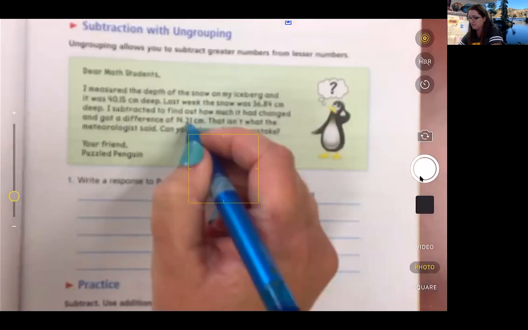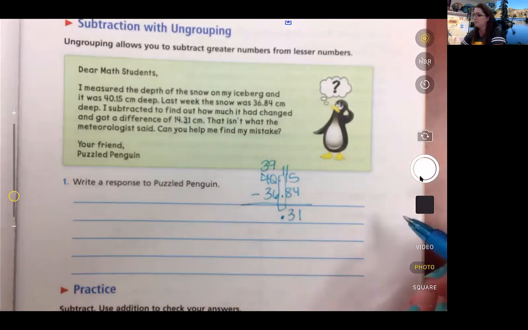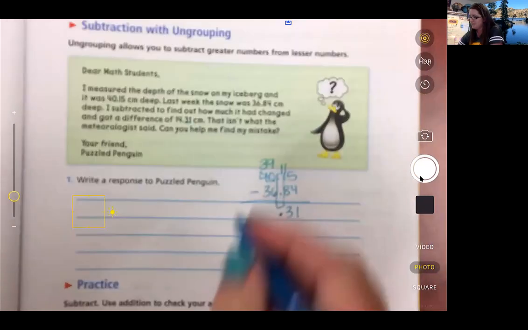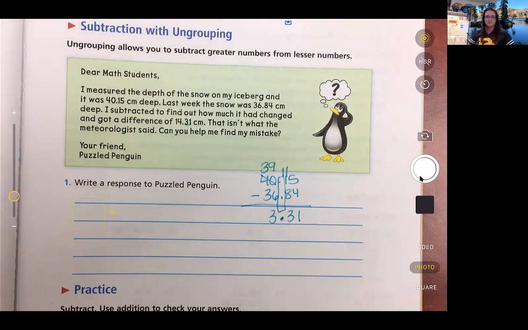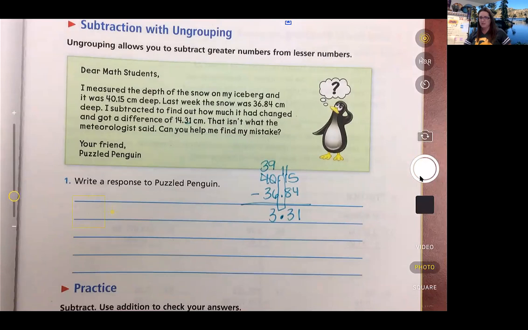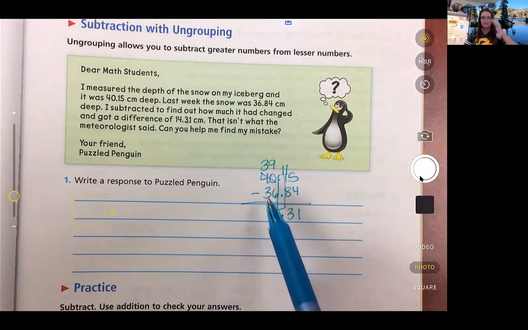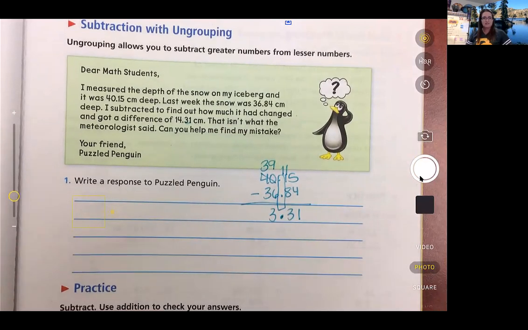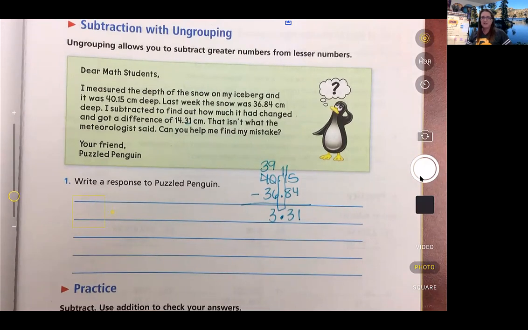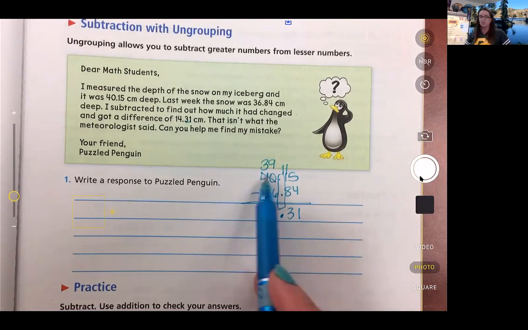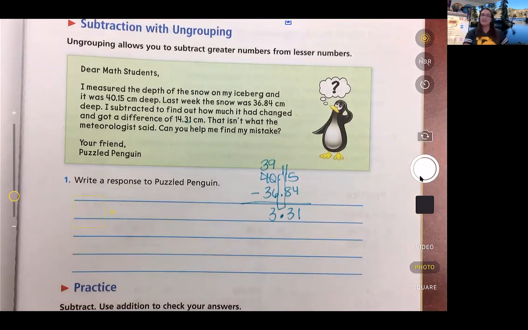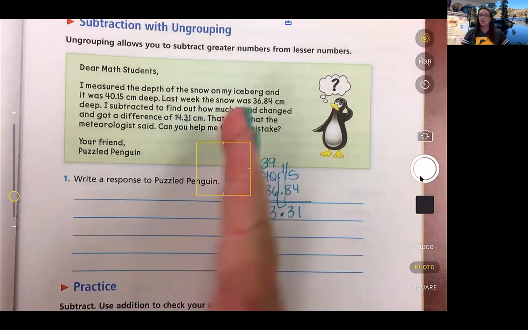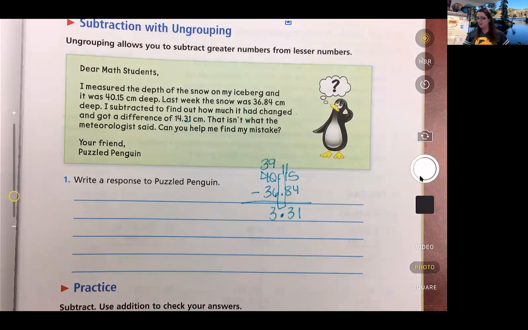So far, I'm the same as Puzzled Penguin. Oh, but look, here's where we have our difference. 9 minus 6 is 3. 3 minus 3 is 0. So he didn't subtract correctly when he got over to here, did he? Okay, so you have to make sure that you're doing your regrouping and your borrowing when you are subtracting. It's okay if it goes across the decimal point. You can continue all the way across the decimal with your regrouping and your borrowing.